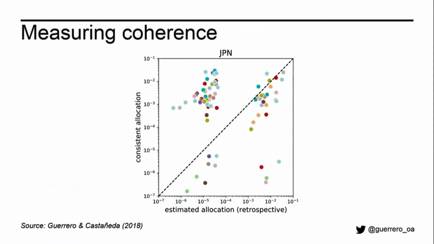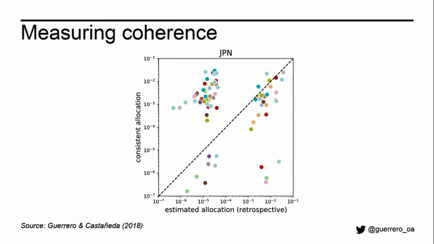And this is to give you an example. This is the result that we get for Mexico, trying to imitate Japan. On the horizontal axis, we have plotted the allocation of resources from the retrospective analysis, what Mexico has been doing. In the vertical axis, you have what Mexico would have done if it would have become Japan.